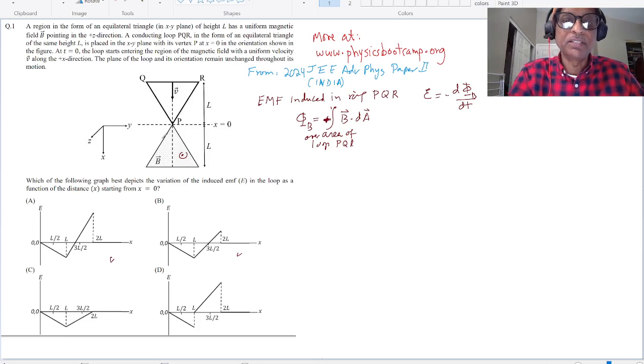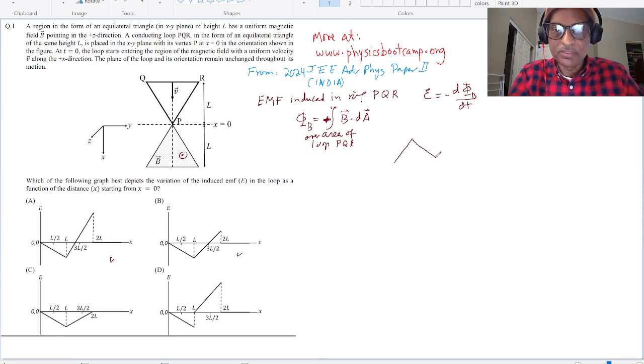As it's falling, there are two situations you have to worry about. That's why there are two segments of induced EMF. One is when it has fallen but hasn't gone through the bottom part of this triangle. So one situation is this. I've got to draw an equilateral triangle.